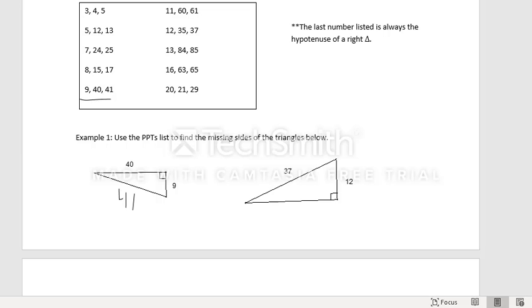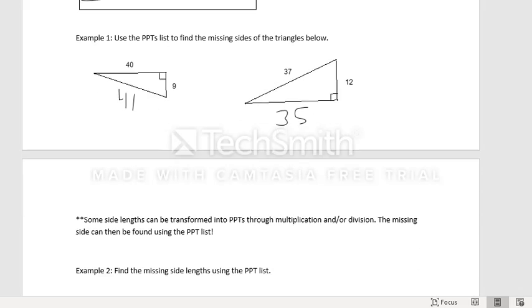All right, next one. Hypotenuse is 37. One of the sides is 12. So if we look, we have a hypotenuse of 37. One side is 12, so the other side has to be 35. Makes it nice and quick for a couple of these.